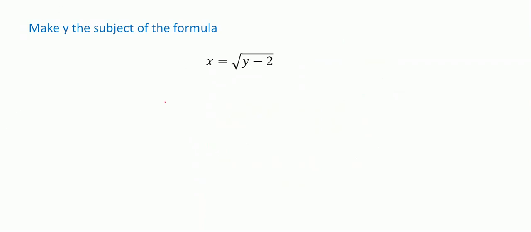Now suppose we have square roots in our equation. How do we deal with that? In this equation we have x is equal to the square root of y minus 2. In order to get rid of a square root sign, what we need to do is to square both sides of the equation. So x squared, because we are squaring both sides, is equal to y minus 2.